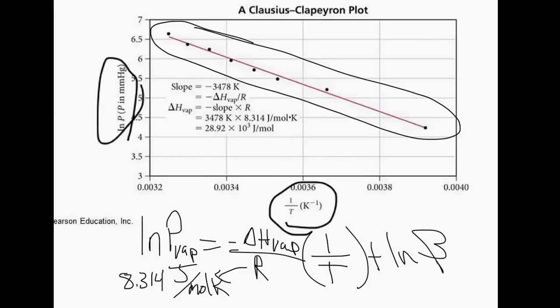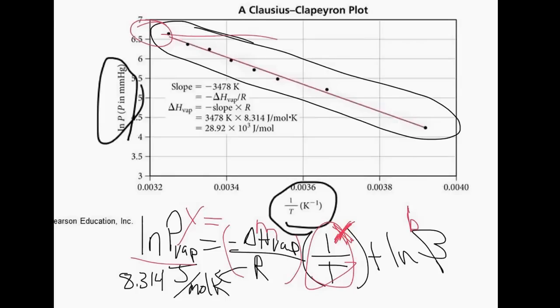When you put all this together, this gives a straight line dependency. When you plot the natural log of the vapor pressure versus 1 over T, you get a straight line. And look, this is y equals mx plus b. Here's your slope, m, here's x, because that's what you're plotting against, and the y-intercept, where x is 0, is going to be the natural log of beta. The slope is right here: minus delta H of vaporization divided by R.